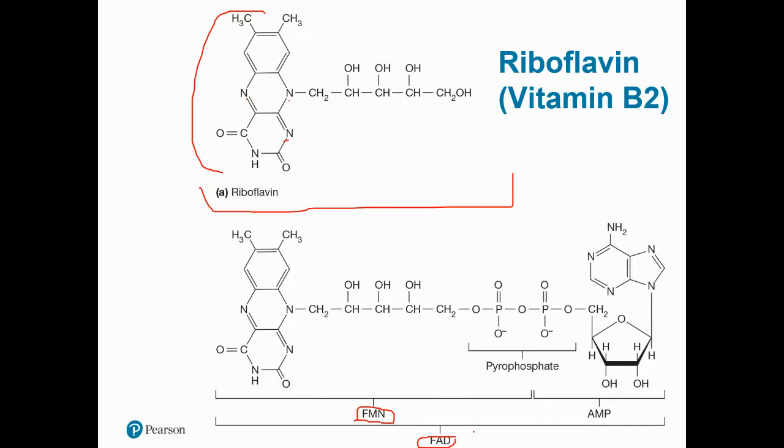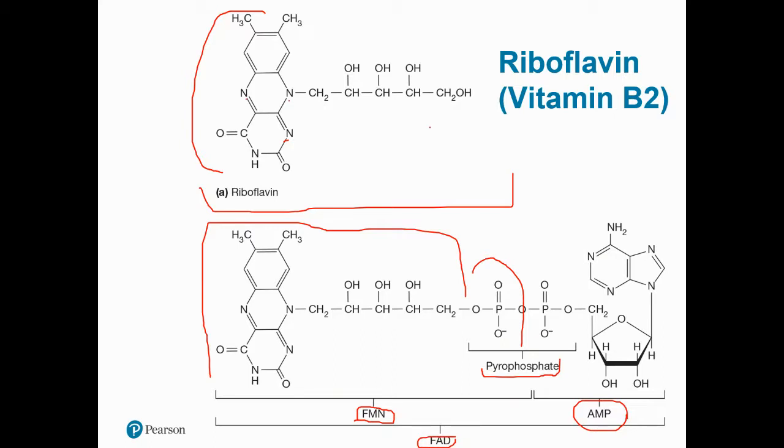I already forget what FAD stands for. You can read it in your book. But you'll see that we start with the riboflavin backbone here. And then with flavin mononucleotide, we've added one phosphate group. And then the FAD adds 2 pyrophosphate groups as well as this AMP side chain.